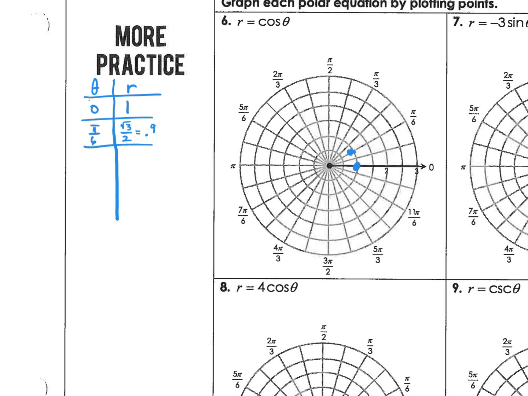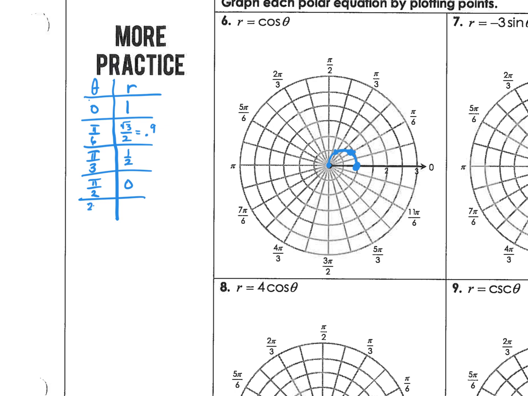All right, so at pi over 3, cosine of pi over 3 is 1/2. So at pi over 3, it's now 1/2. So we're doing this. At pi over 2, it is 0. So at pi over 2, it's now at 0. So we're here.